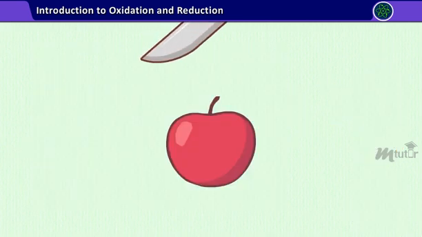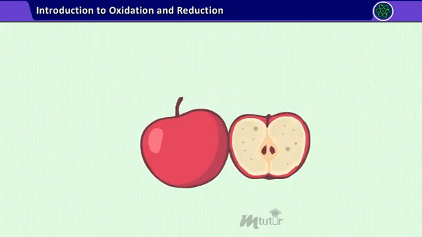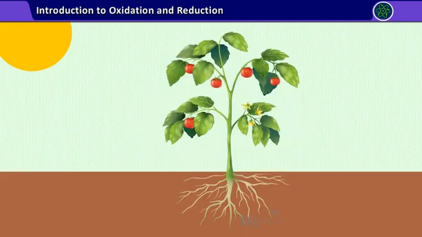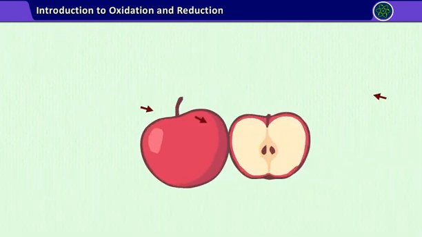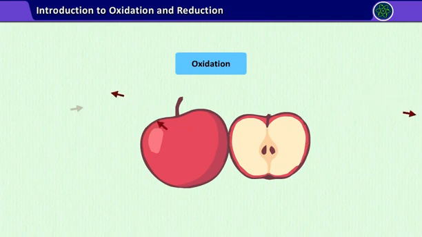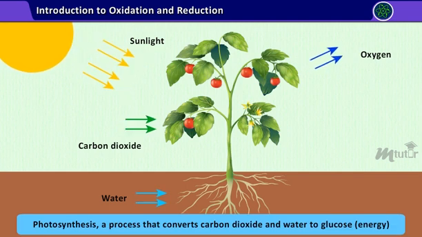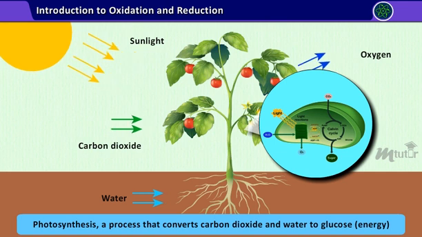For example, let us consider an apple, cut open. You would observe that the apple turns brown after some time. How is that possible? How about another example? How do plants prepare food with the help of sunlight? Here, the apple undergoes oxidation by reaction with the air, and thus turns brown. Whereas, plants undergo photosynthesis, a process that converts carbon dioxide and water to glucose.